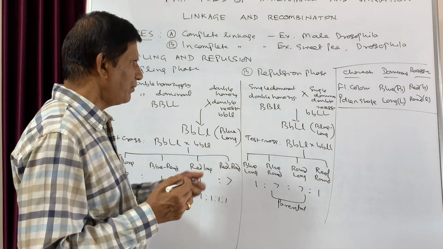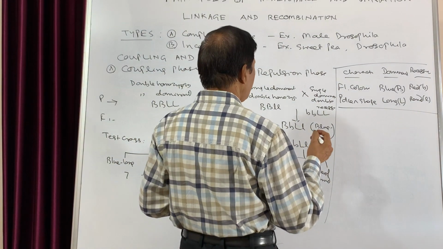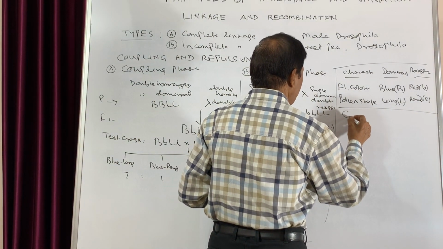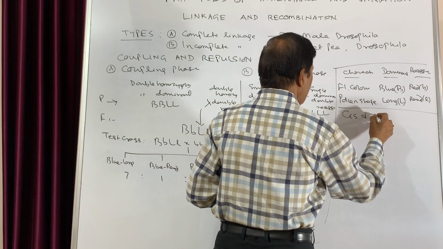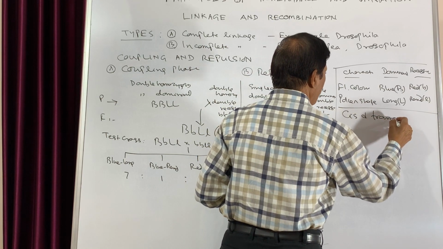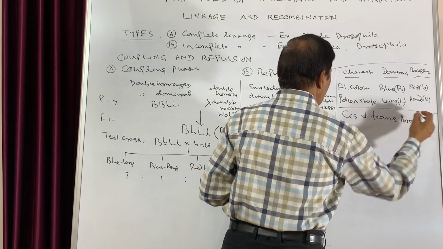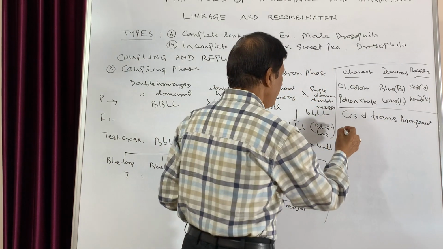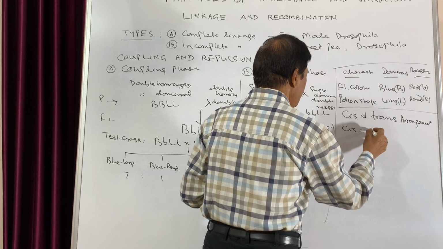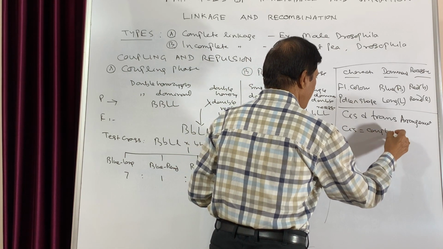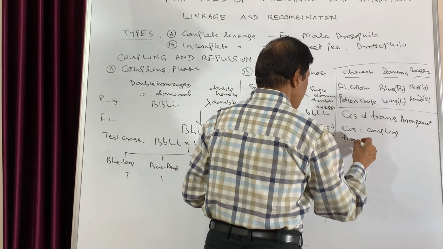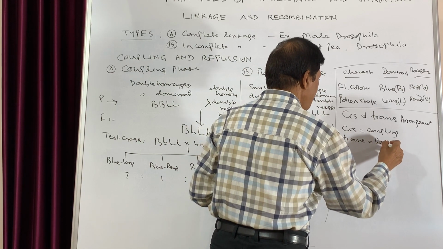Now another phase is known as cis and trans arrangement. Cis and trans arrangement. So what is cis and trans arrangement? Cis is equal to coupling and trans is equal to repulsion.